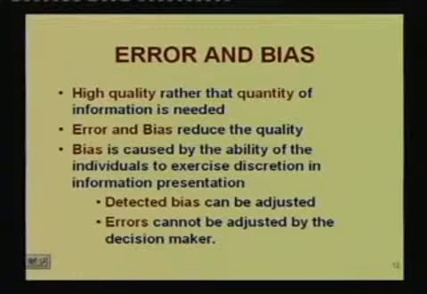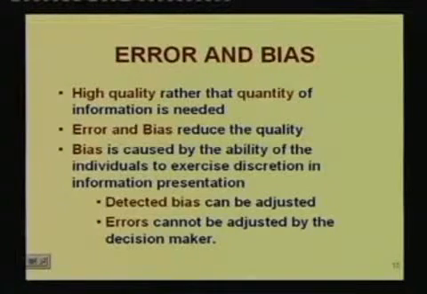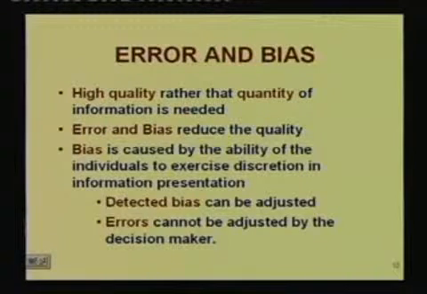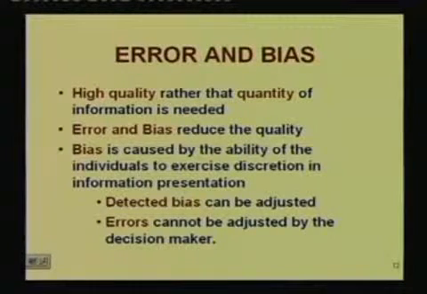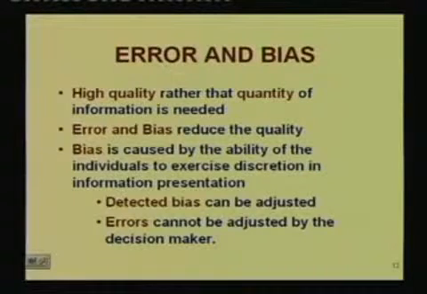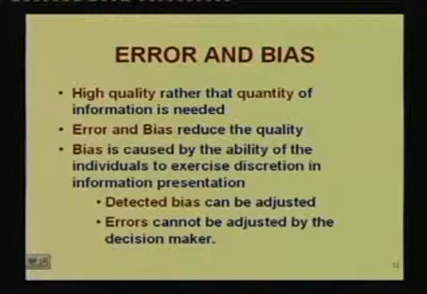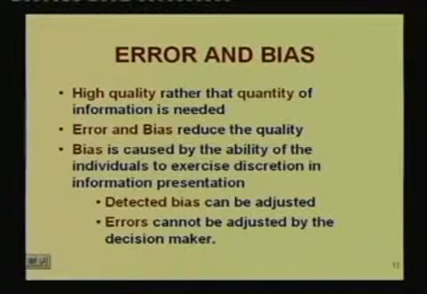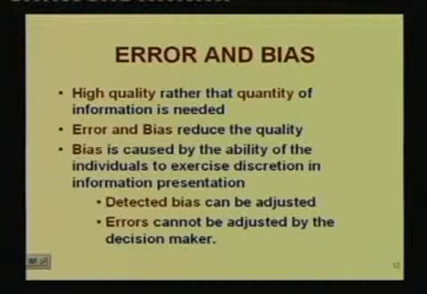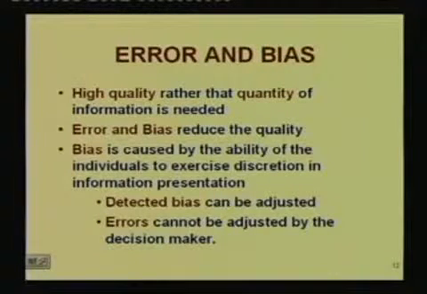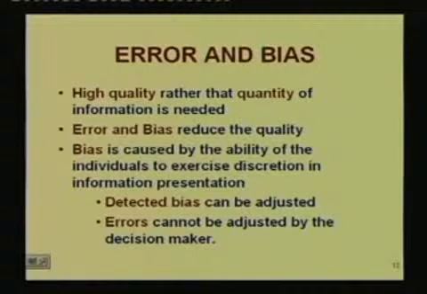because errors are errors that have happened, and you cannot rectify them unless you have the source of information, right? If you have the processed information, you cannot adjust the errors that have been part of it. So that is the difference between error and bias. Bias is something which is a kind of error, definitely, but individuals have exercised their discretion in information presentation, and these can be adjusted only when you can detect them.